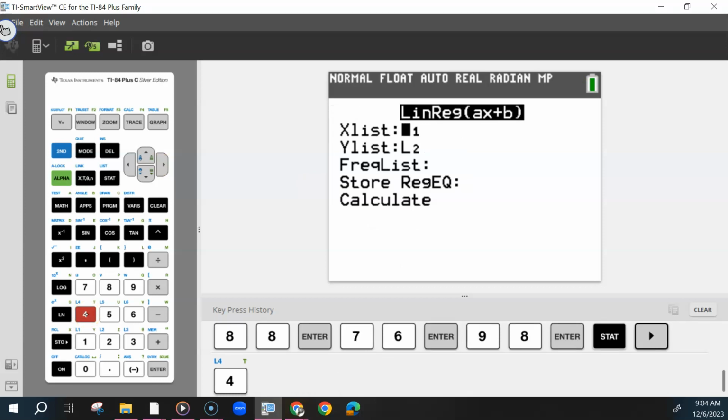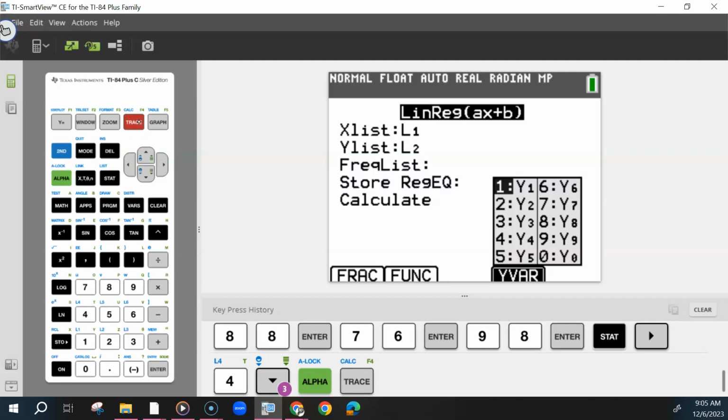And then yours should look something like this. Just make sure this says L1, this says L2. We don't need anything for the frequency list, but go down to store regression equation. And you're going to hit alpha trace. Trace is at the top by zoom and graph. You should get something that looks like this. And then you're going to hit enter 3 times.